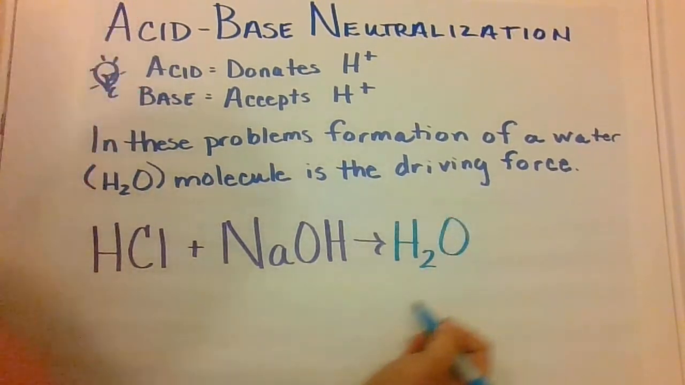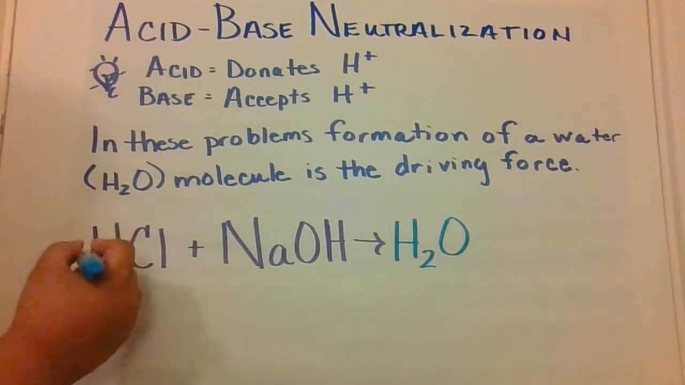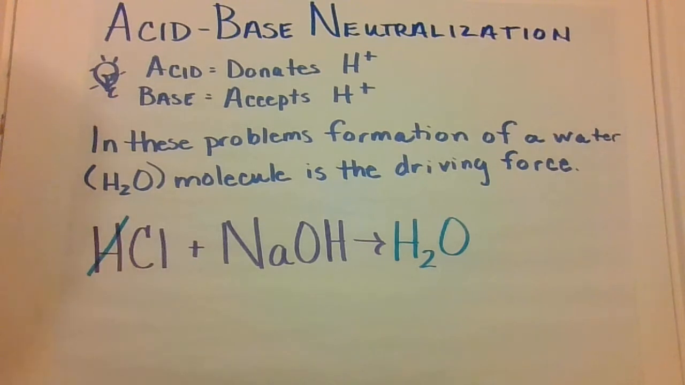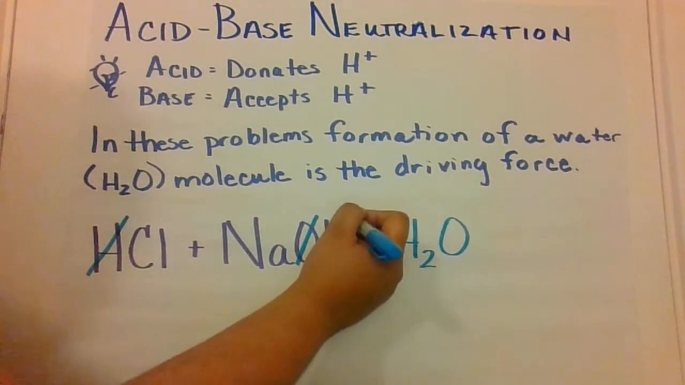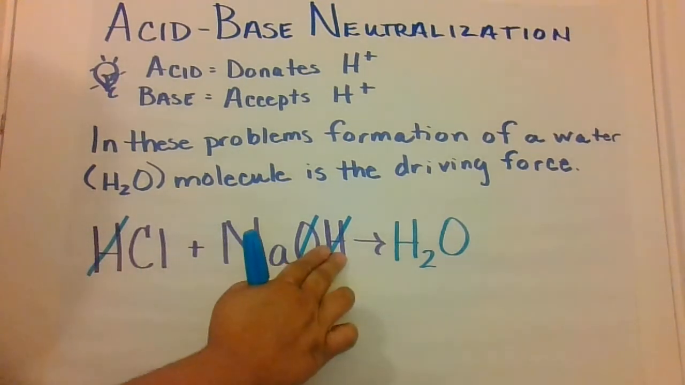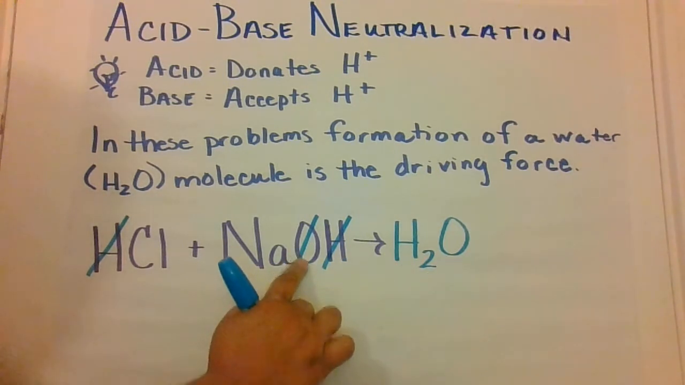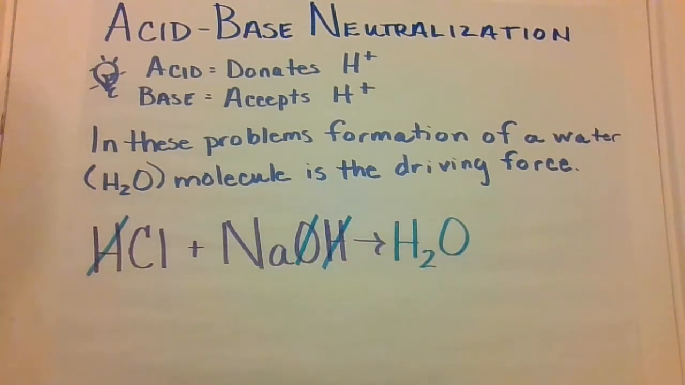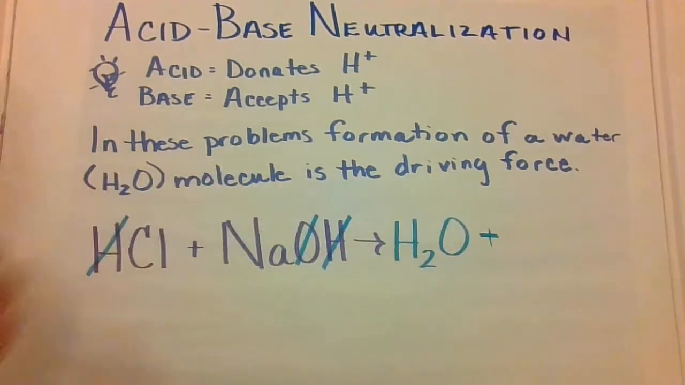So we formed our water, but what did we form that water from? I have a hydrogen here, I have an oxygen here, and I have a second hydrogen. So there are 2 hydrogens for my H2 and 1 oxygen for my O. So now we are left with chlorine and sodium.